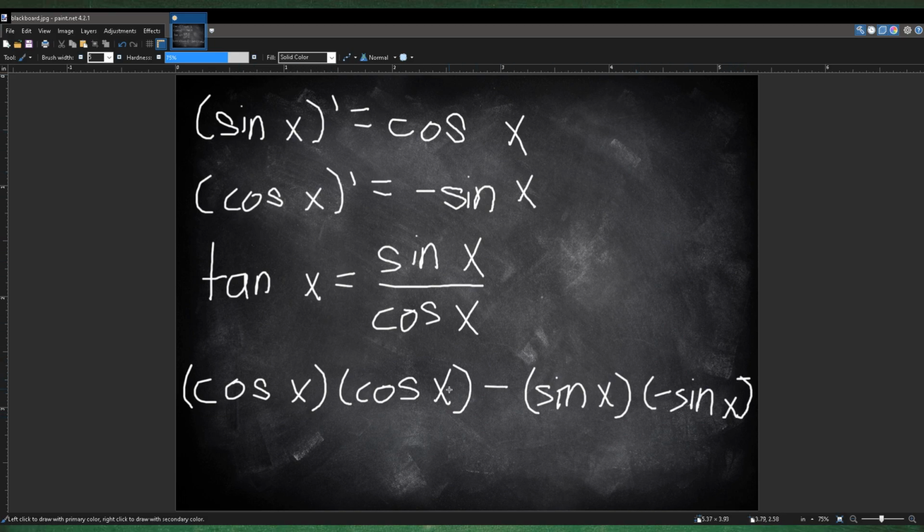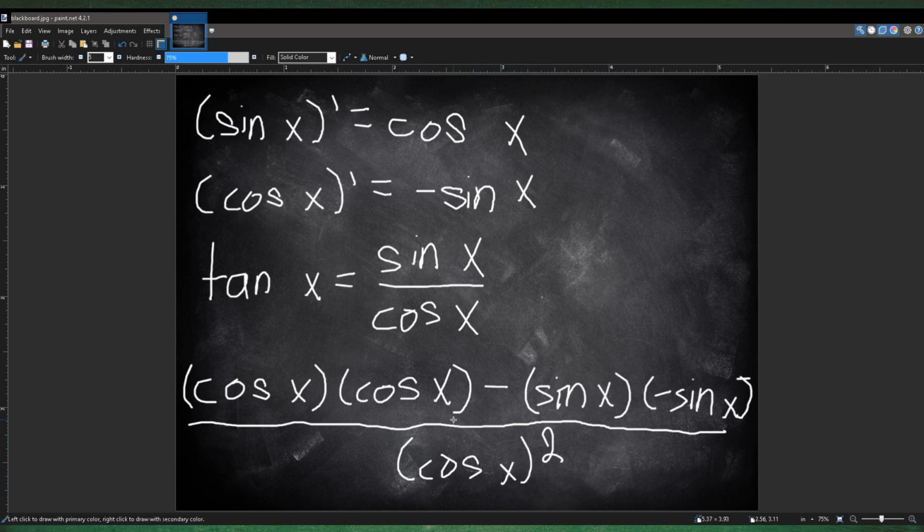So negative sine of x. And this is all divided by the denominator squared. This just uses the quotient rule of derivatives. If you want to find out more about it, you could check out our previous video, which talked about the rules for derivatives. Okay, so let's simplify this.